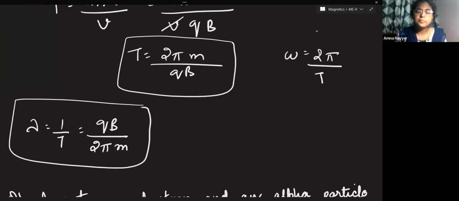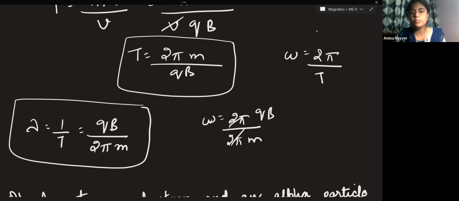Now, if omega is 2 pi by T, and T is 2 pi m by qB, 2 pi gets cancelled. Omega comes out to be qB divided by m.